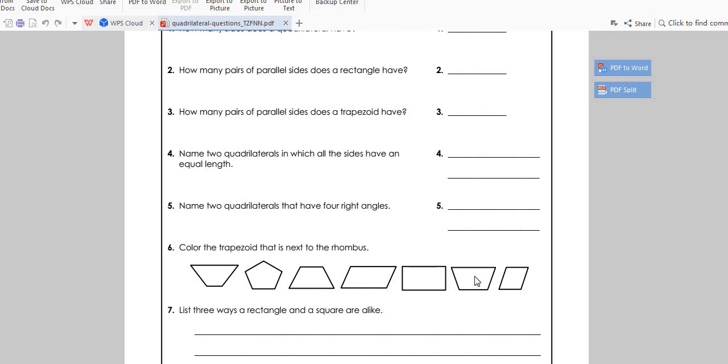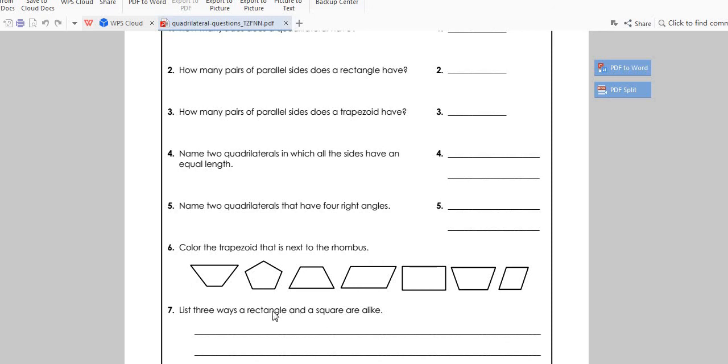So this is a trapezoid beside the rhombus. And here, this trapezoid is beside a parallelogram. Why parallelogram, miss? Because each 2 opposite sides are parallel, okay? Okay, here list 3 ways a rectangle and a square are alike. Rectangle and square are like each other in which features or characteristics or attributes?